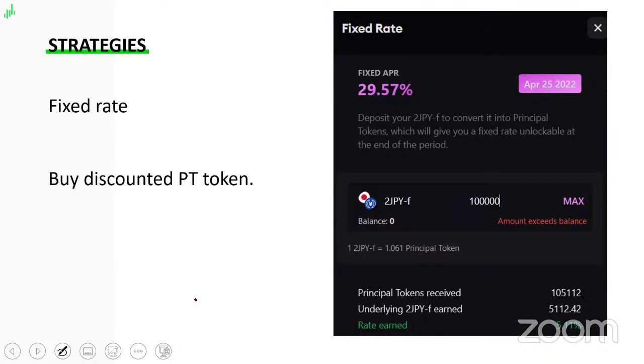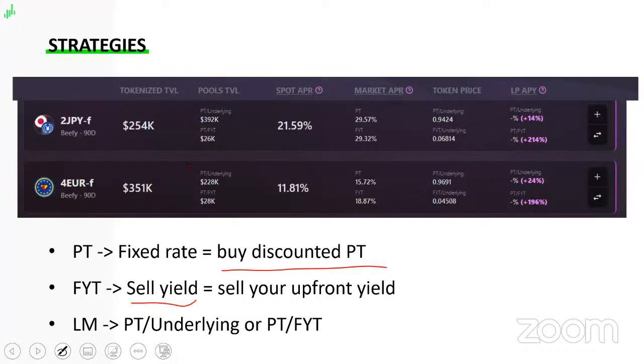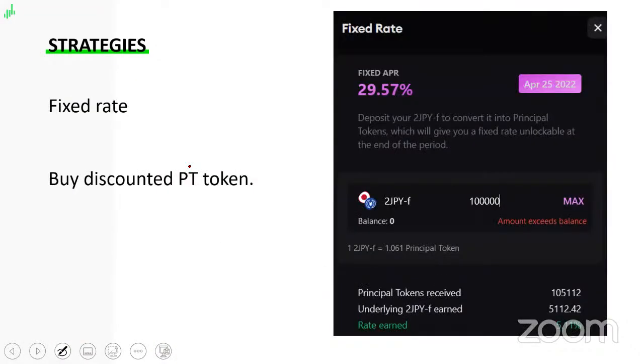So what you can do is sell your $1,000 worth of PT token for 2GPY token directly. So for the underlying token. If you remember in the definition, the underlying token is not the Bifi Vault token, it's the Curve LP token. So what APWine allows you to do is to sell your PT for the underlying token, so the Curve LP token. So by doing that, you can basically become liquid again.